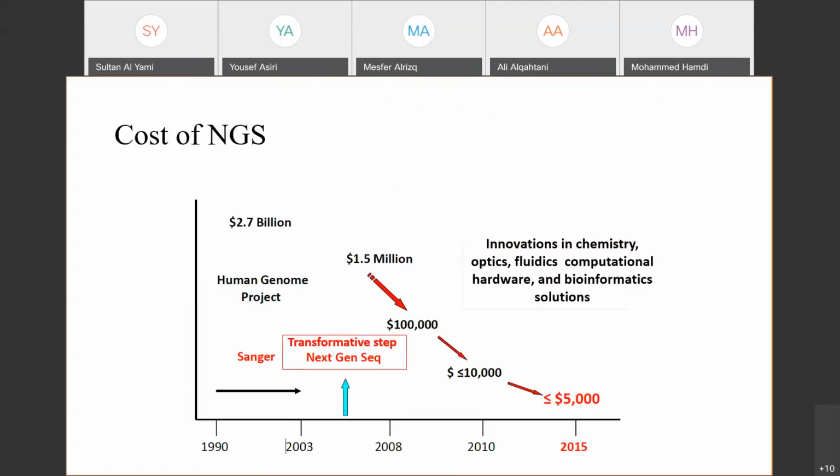The major advantage of next generation sequencing over the older technology is cost. With the help of innovations in chemistry, optics, fluidic computational hardware, and bioinformatics solutions, the cost of DNA sequencing dropped significantly. The Human Genome Project would only cost around $5,000 back in 2015 instead of $2.7 billion.